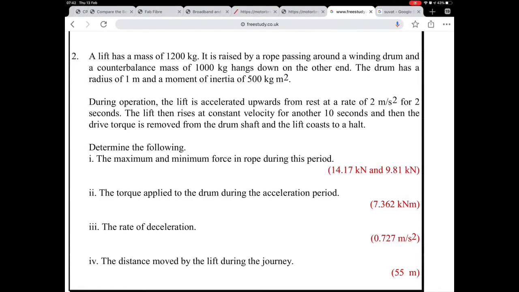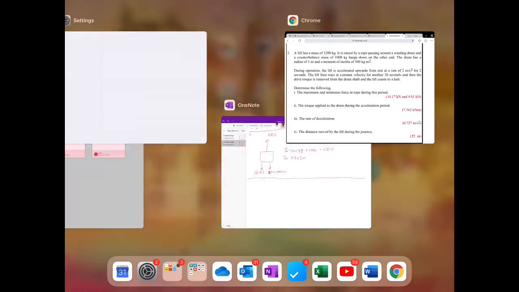How the rate of deceleration? Well, it's interesting in the question. What it says is, well, let's draw a VT diagram of this. It says the lift accelerates for 2 seconds and then stays at constant speed for 10, and then they just remove drive from the motor and allow it to coast. So it's got some inertia and it wants us to carry on to stop. So how far, so what's the rate of deceleration?